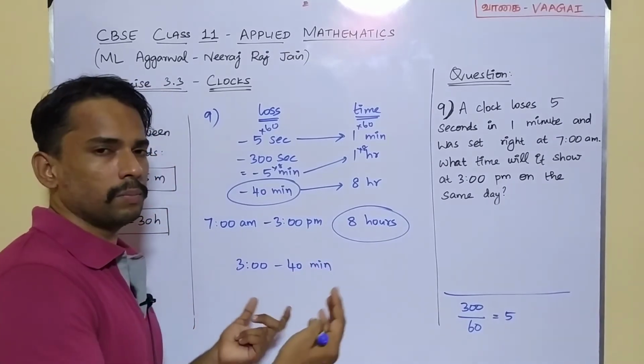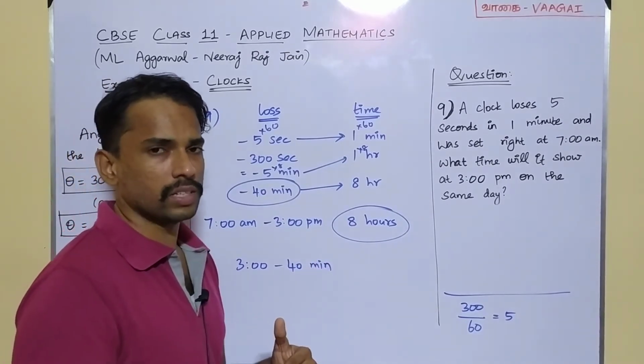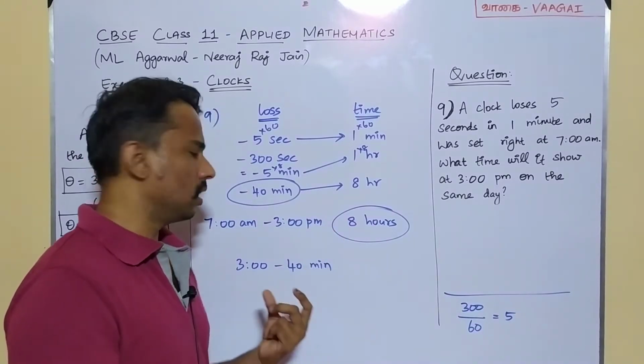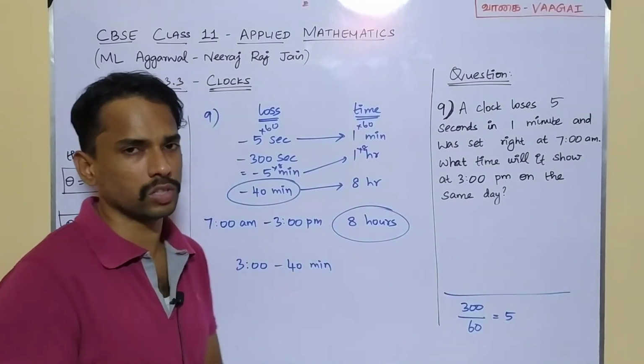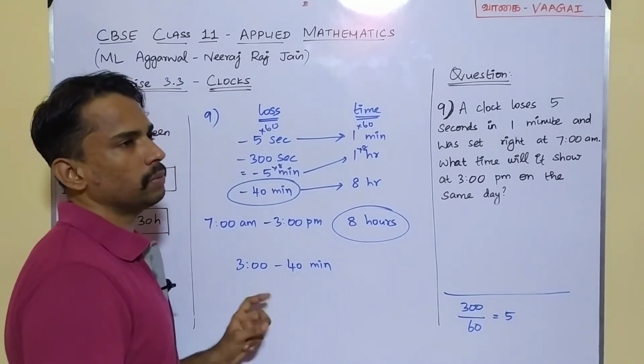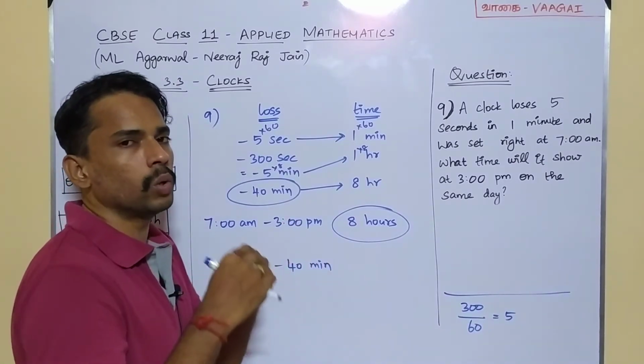So 3 p.m. 40 minutes before that, or I can even say less than 40 minutes before 3 p.m. 40 minutes before 3 p.m., what would be the time? That way also I can ask my question. So 40 minutes before 3 p.m. will be 2:20 p.m.